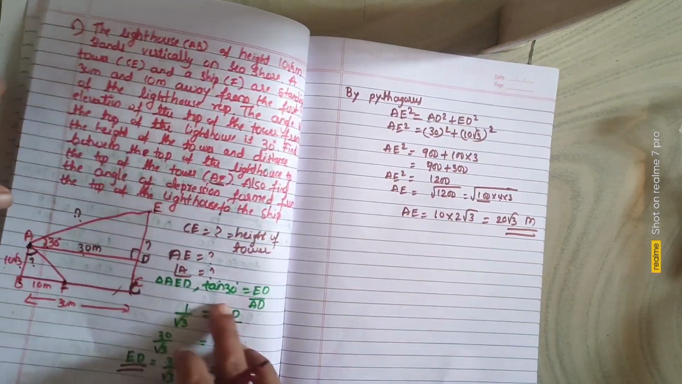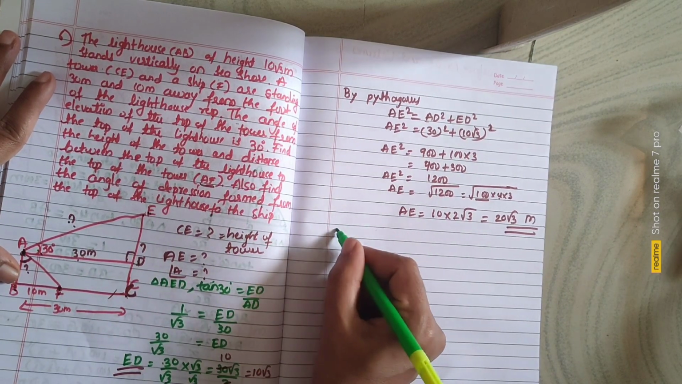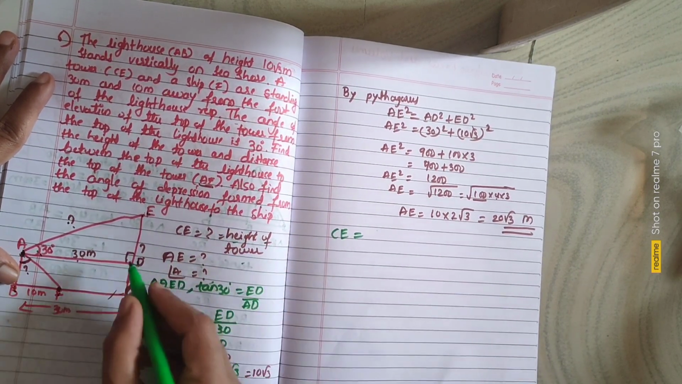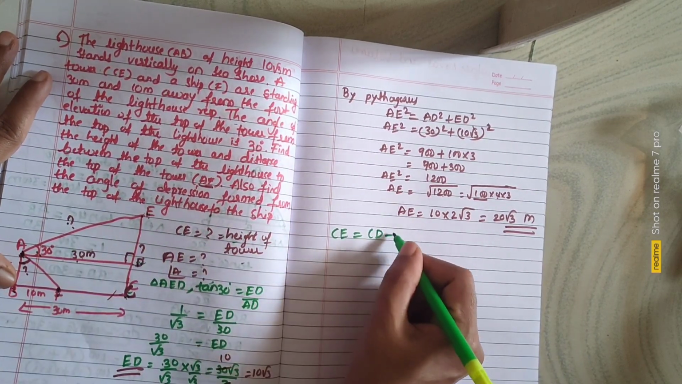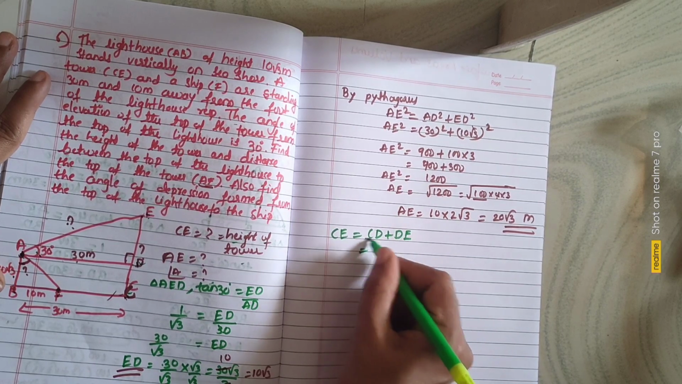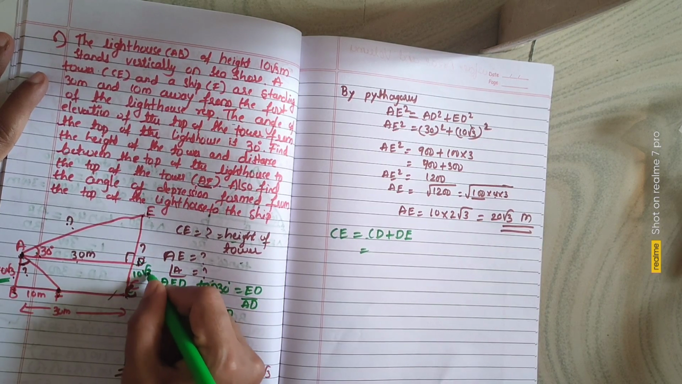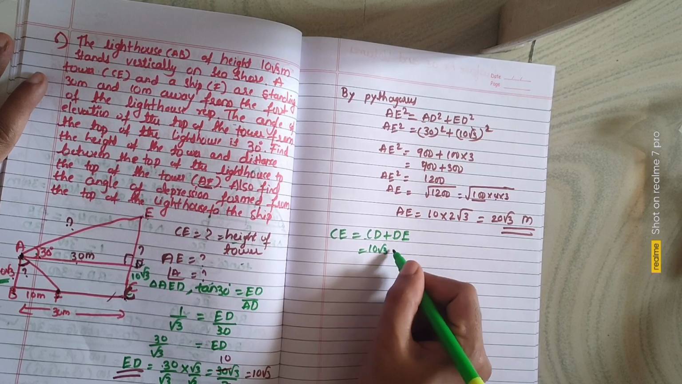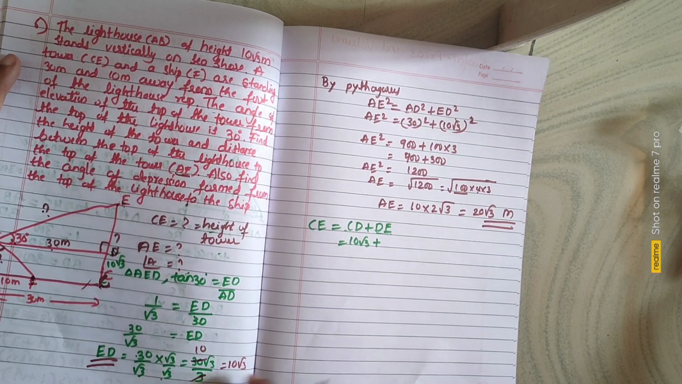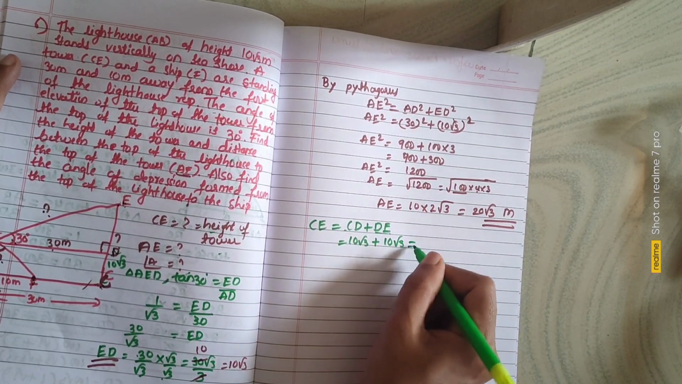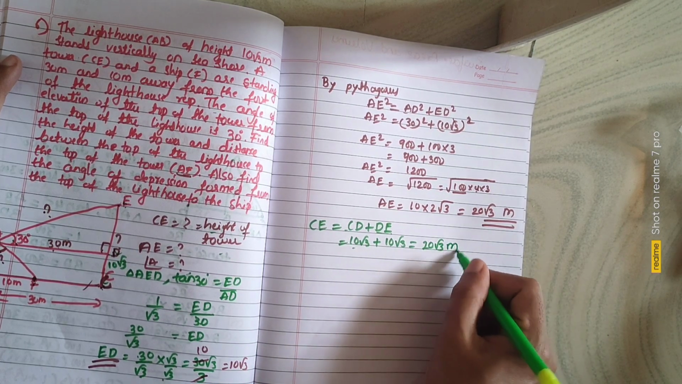Now we calculate CE, which is the height of the tower. CE is CD plus DE. We know CD is 10 root 3, and DE we already calculated as 10 root 3. So 10 root 3 plus 10 root 3 is 20 root 3. This is also 20 root 3 meter.